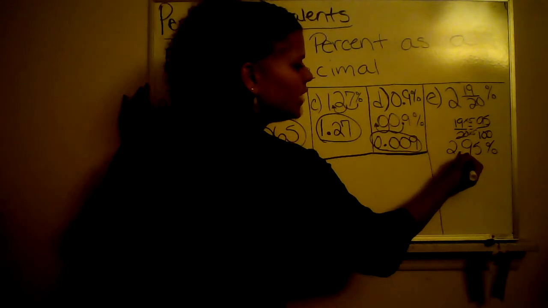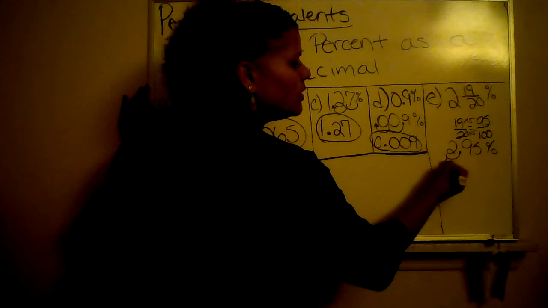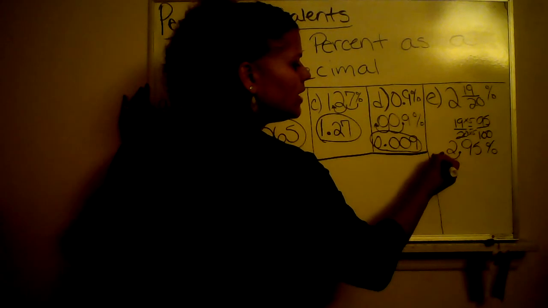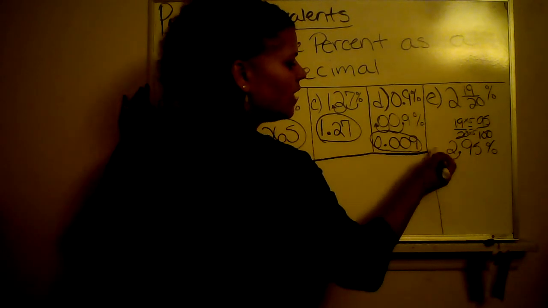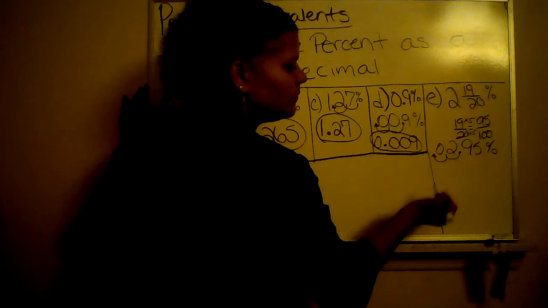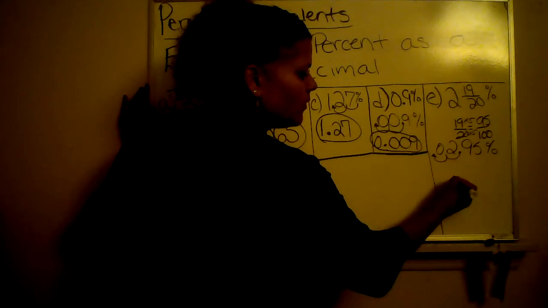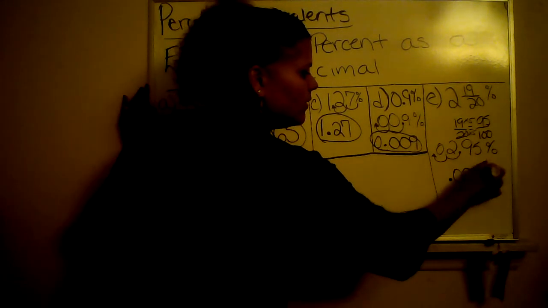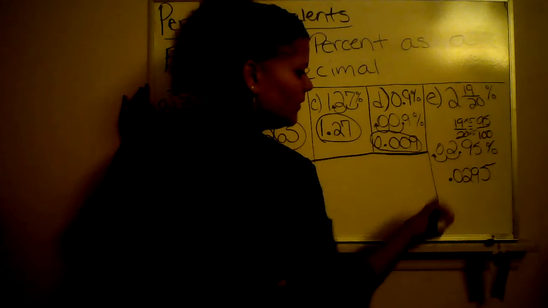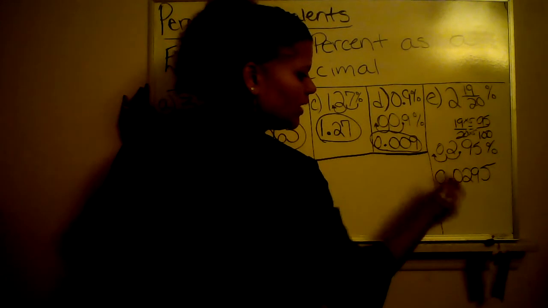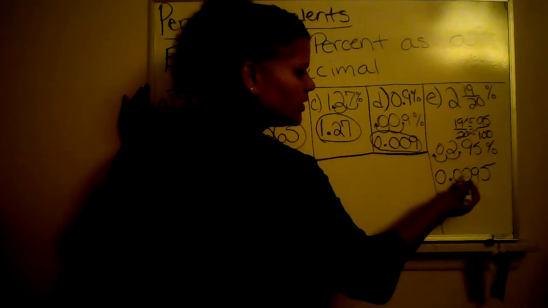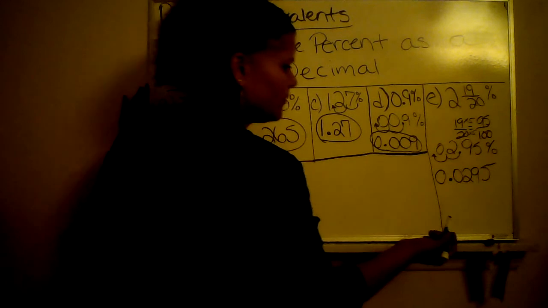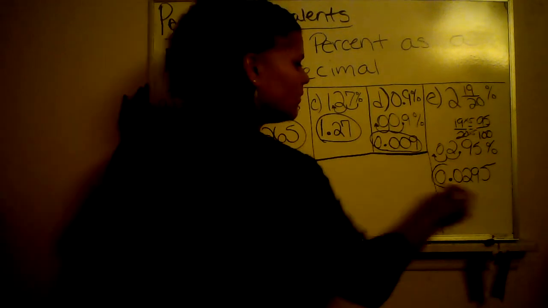So now we can convert this easily like we did the others. So we'll move 2 times to the left. 1, 2. To the left, 2 times. So now in the empty space, you get a 0. So now you're left with 0.0295. And then you put a 0 in front, to make it more appropriate. So 0.0295. Okay, so that's what that one is.